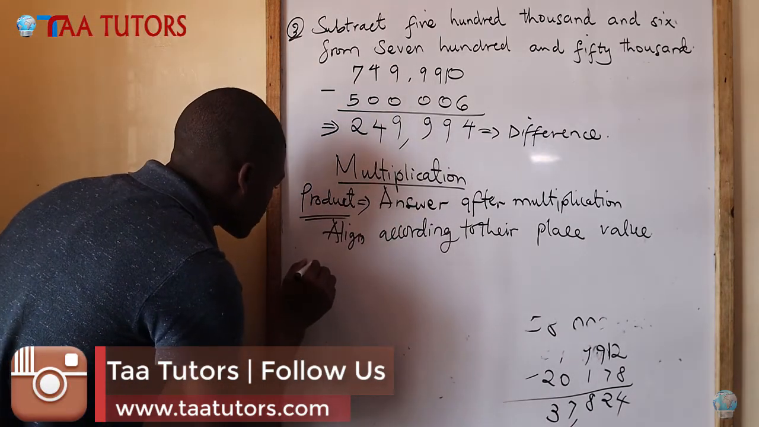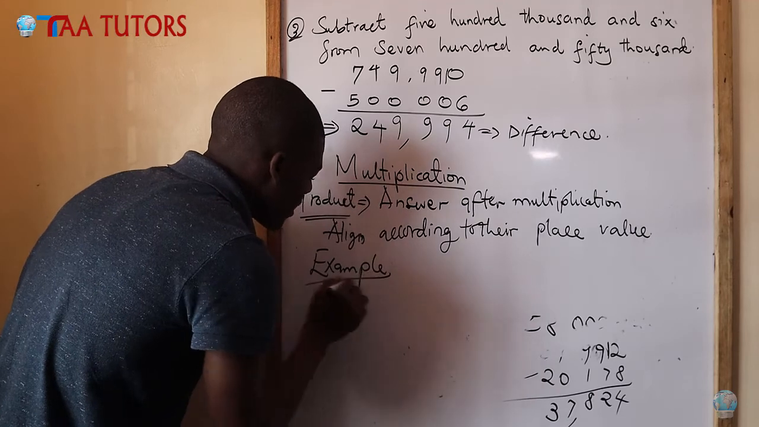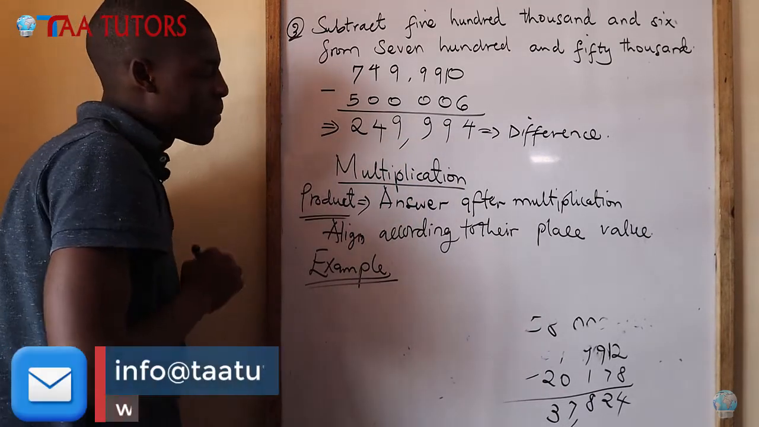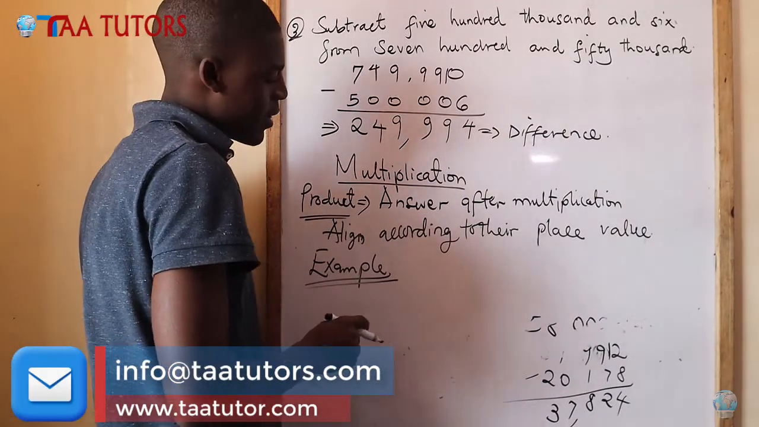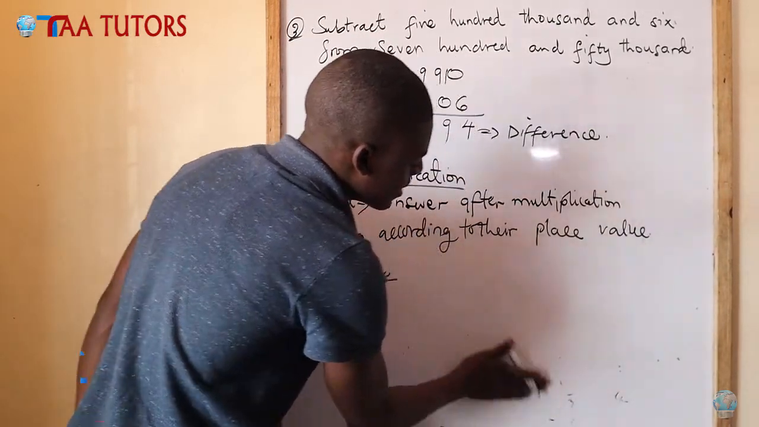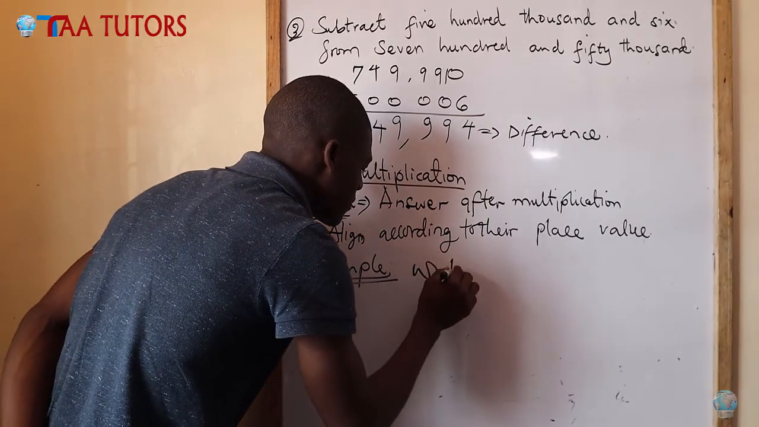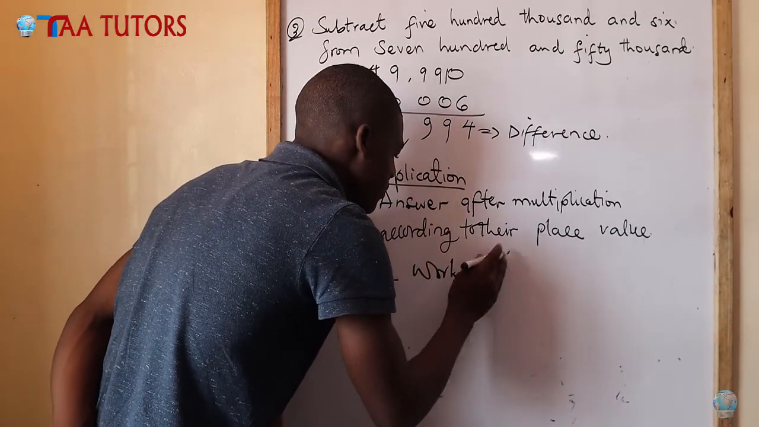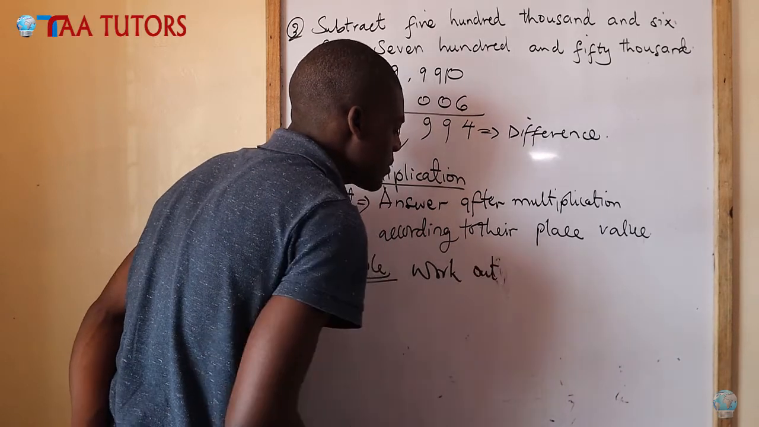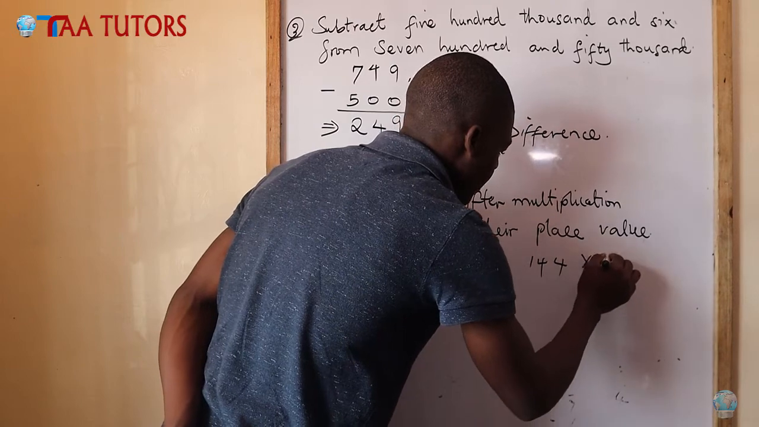There's nothing more to write, so I'll just go to the example. Ensure up to your level now you have the multiplication table in your brain. Because if you don't have it, there are problems that may arise. The first example will be work out 144 times 9.